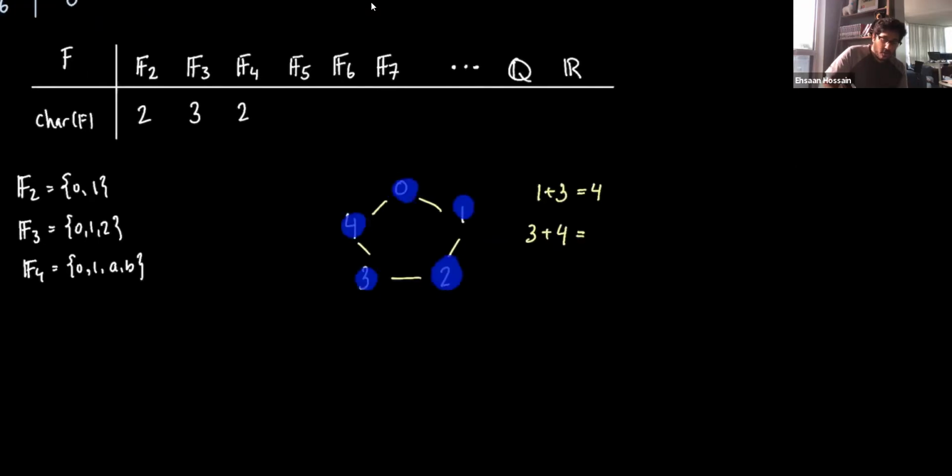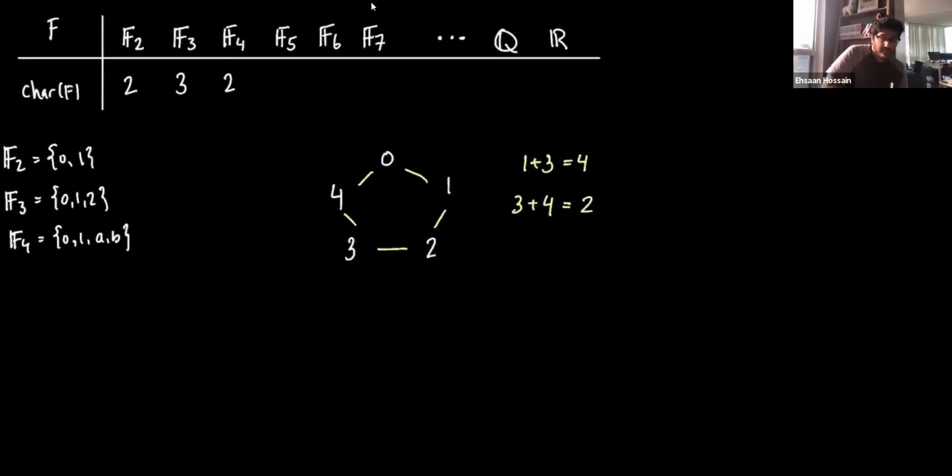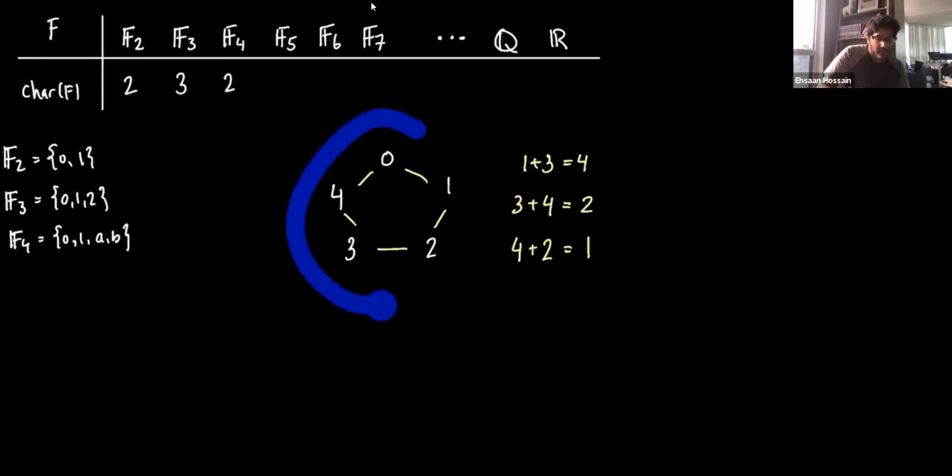1, 2, 3, 4 is 2. If I want to do 4 plus 2, I start at 4 and count 1, 2. So 4 plus 2 is 1. If you use this table, you can easily do arithmetic in F5. This is an easy way to do arithmetic in F5.